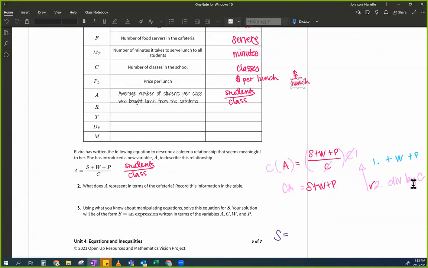How can you tell you did the right step? Because look, my S is more by itself than before. Because look, I want to get here where S is completely alone, right?